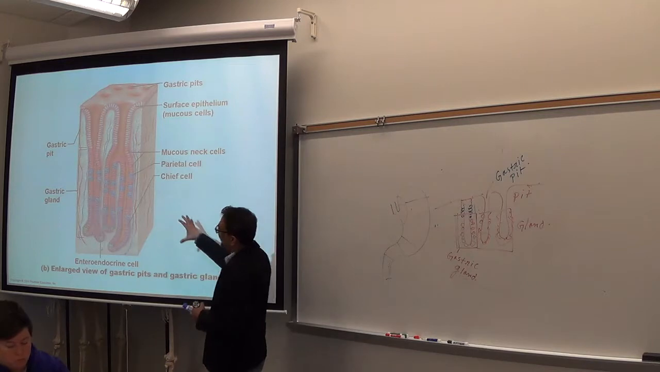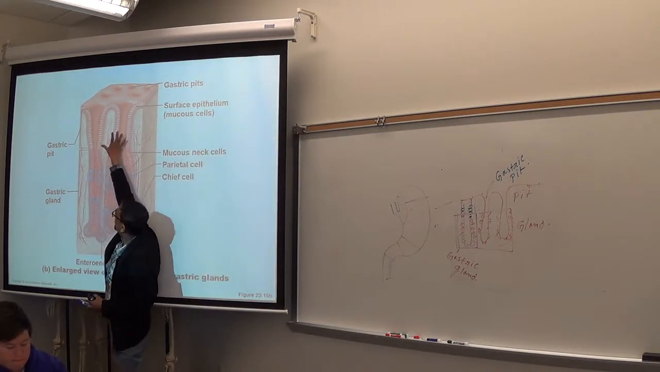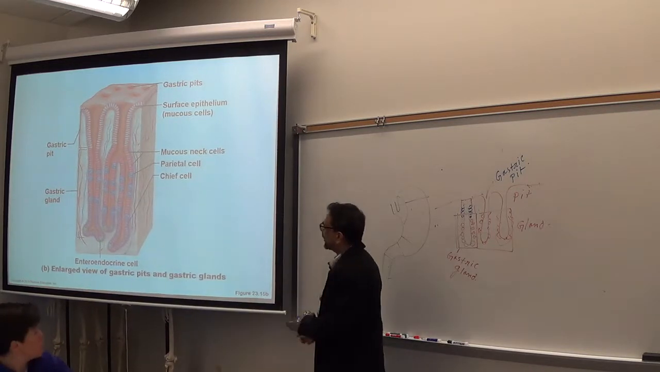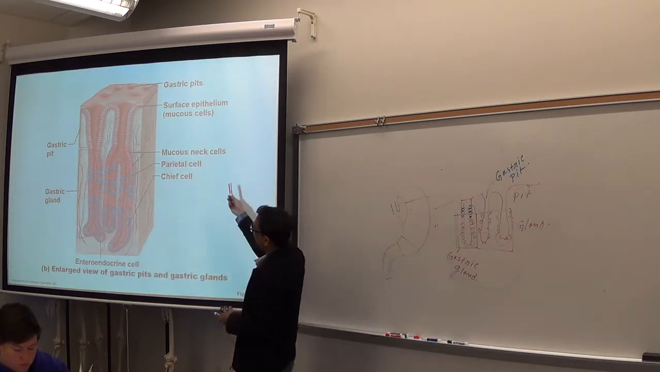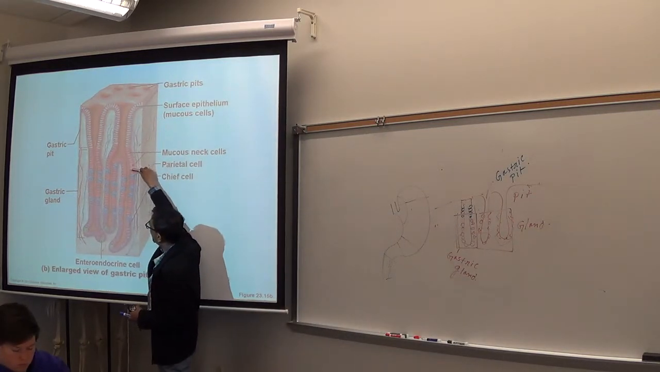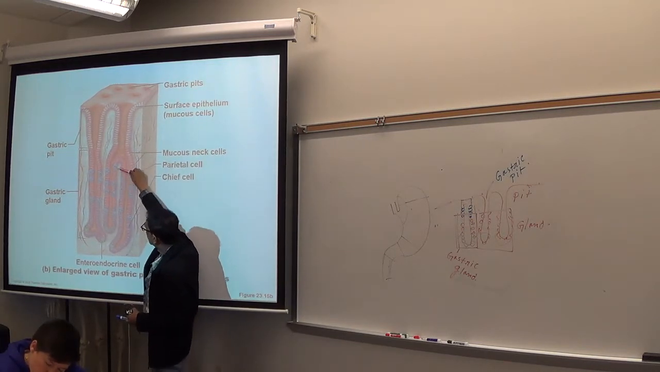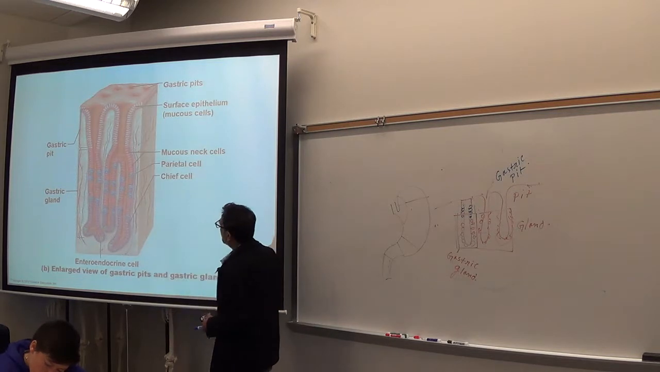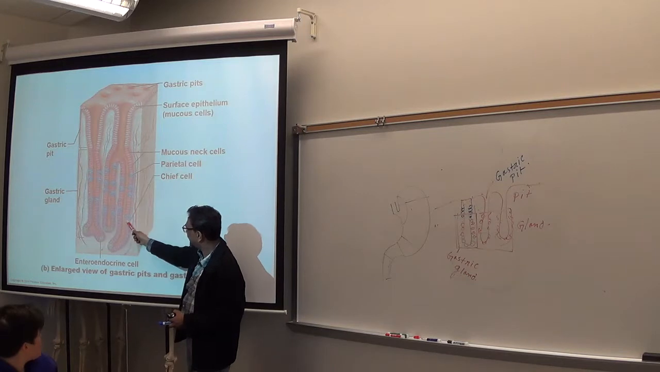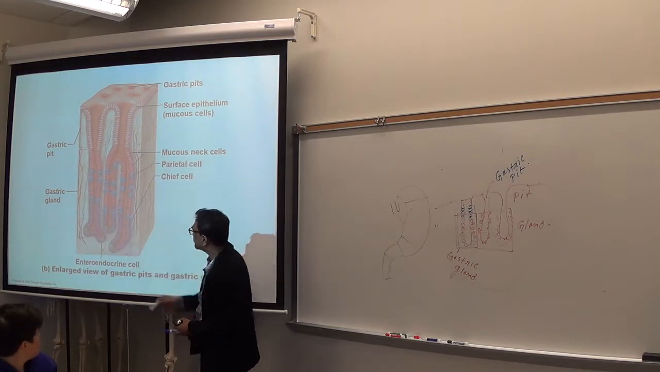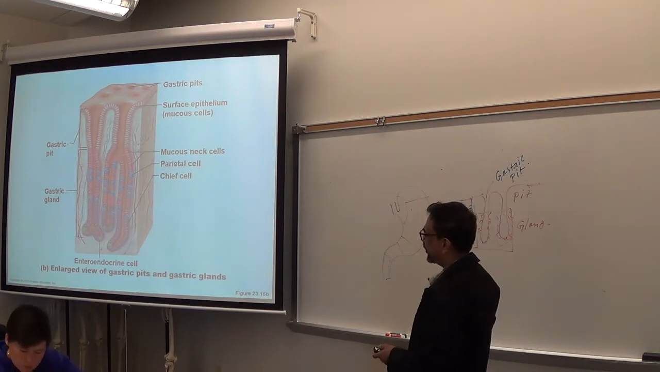Again, you see here, this is the gastric gland part, right? And that's the pit part, gastric pit. And you see different types of cells. Mucous neck cells are around the area where the gastric pit ends and gastric gland begins. Parietal cells are shown here by this blue, and chief cells are in the bottom part here. And the green cells are enteroendocrine cells.